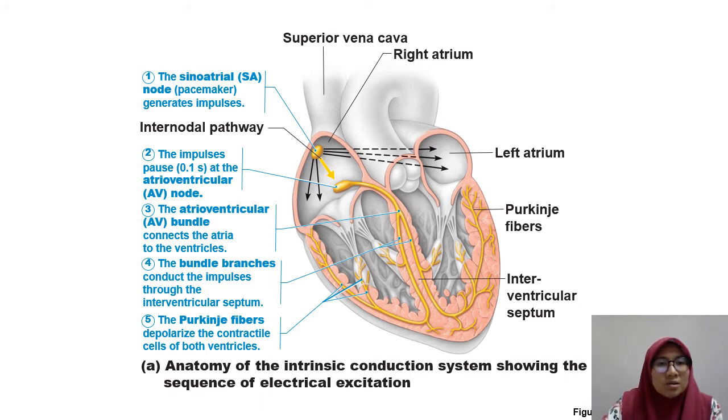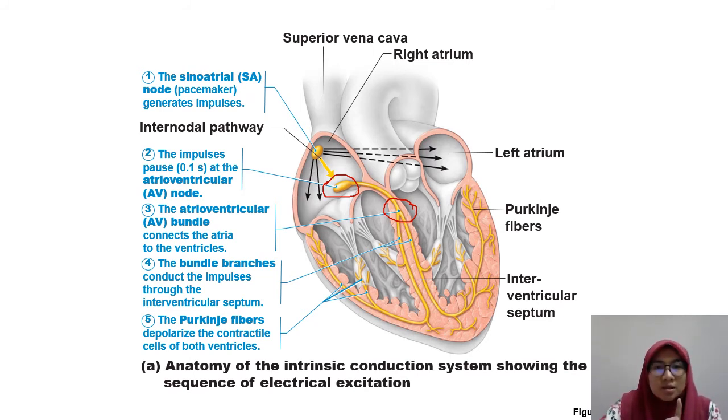And then the impulses will pause. Okay, kat sini impulses ni akan break sekejap, 0.1 second. Kenapa dia break? Sebab dia nak bagi masa untuk darah tu penuh. Okay, untuk fill in the atrium. And then the atrioventricular bundle or the AV bundle here, ni AV bundle, okay, connects the atria to the ventricle. Masa ni dia akan bagi signal to the valve untuk buka sebab dah penuh kan.